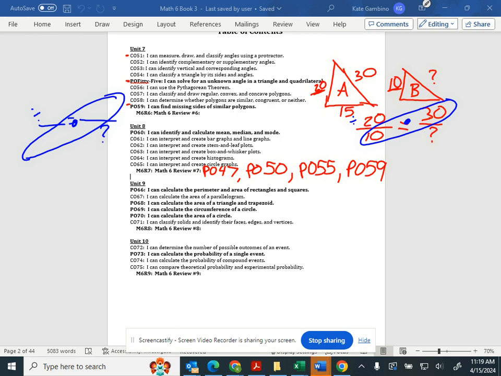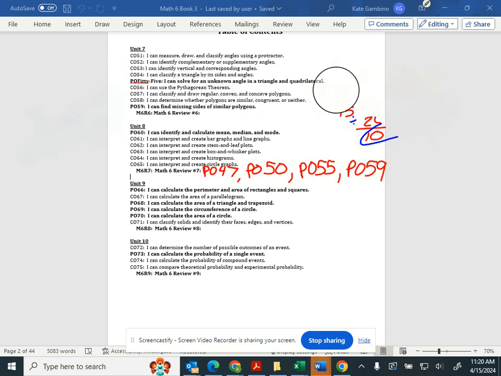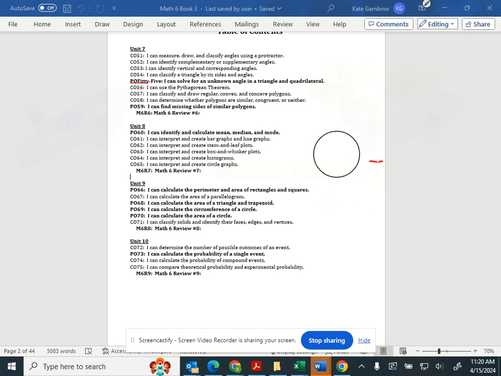You're going to have to look up PO 47 and PO 50 yourself because I do not have time to go over it in class. So you need to look in your binder too for those two objectives to know what they are about.